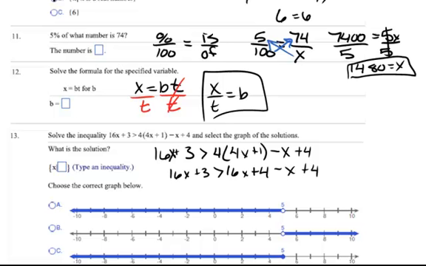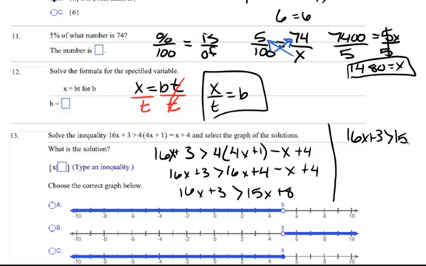Combine like terms on the right side. So 16x minus x is 15x, and then plus 4 will be plus 8. I'm just going to carry that over since I ran out of room. So 16x plus 3 is greater than 15x plus 8.